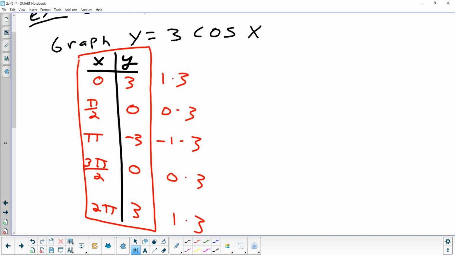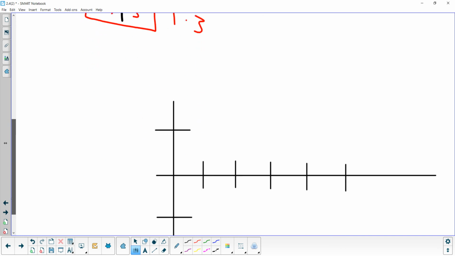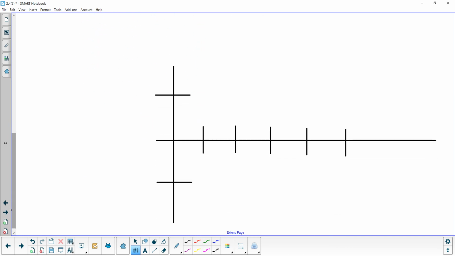Okay, grading for this kind of problem is exactly the same as yesterday. If you get 1 point for each x and y value you get right, that makes this table worth 10 points on a test. 10 points out of 100 for the test. All right, now let's do our graph and see what we get.